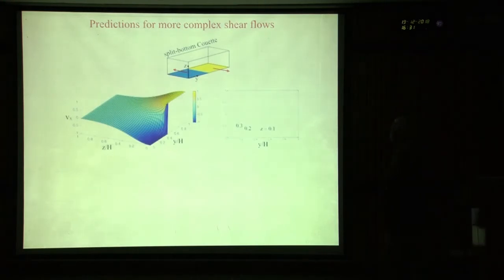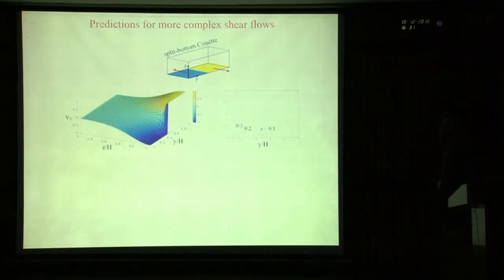Now let's look at a more complex flow. Let's look at the split bottom cuvette. Rather than looking at a cylindrical split bottom cuvette, let's look at one where I have a rectilinear chamber in which half the base is moving with a velocity +1 and the other half with a velocity -1. Now that is the velocity field you will get. So your material is moving in the x direction.